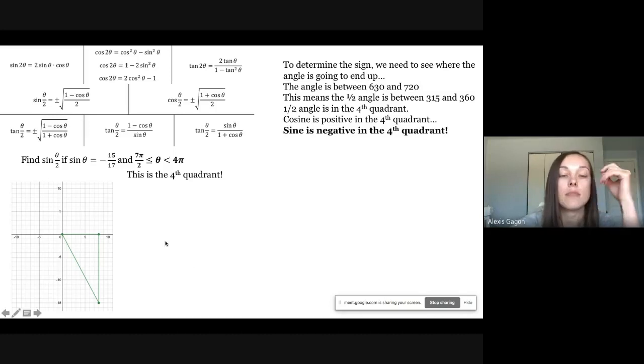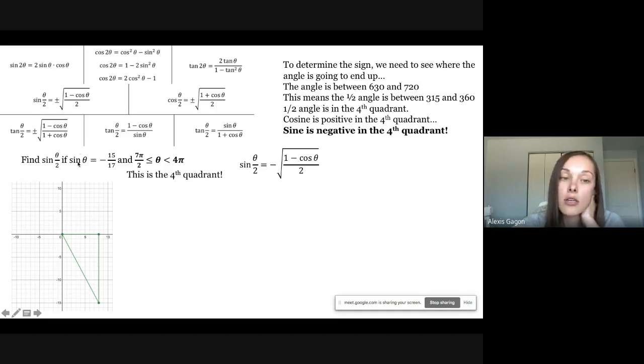Okay. So here we're finding sine of pi halves is negative square root of 1 minus cosine of theta over 2. Well, I know sine of theta, I need to figure out cosine. So if we look at our triangle here, this is where you're going to draw the triangle. Opposite side is negative 15. Hypotenuse is 17. Which makes this side, if you use Pythagorean theorem here, you're going to end up getting 8.